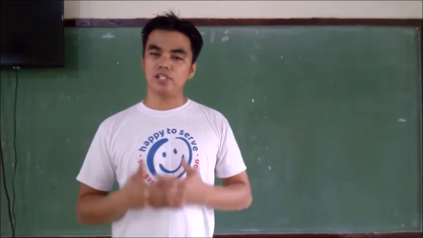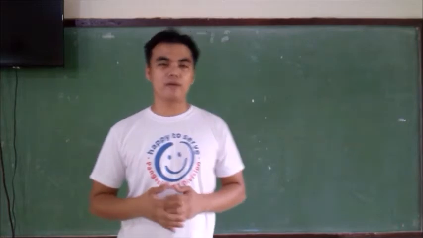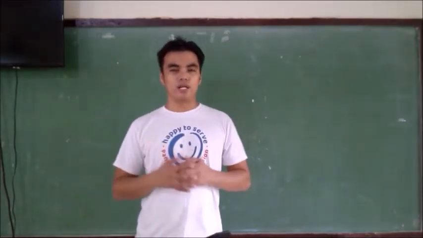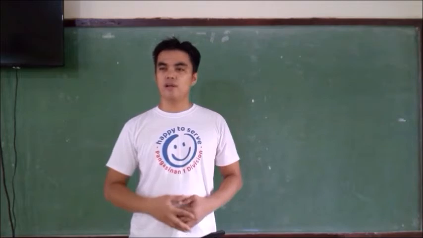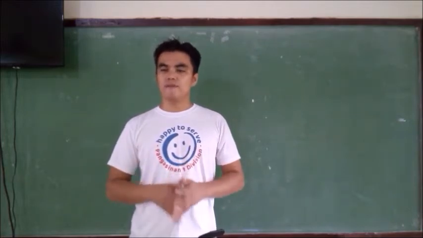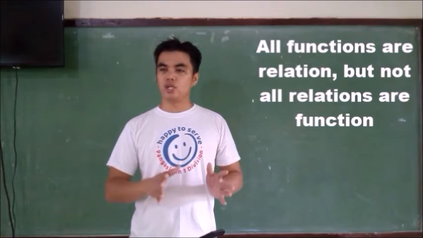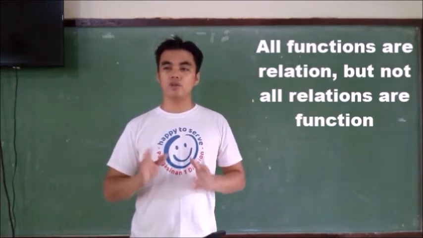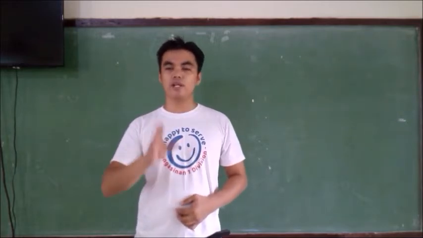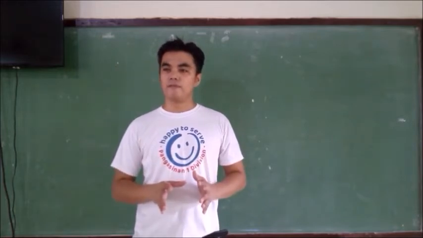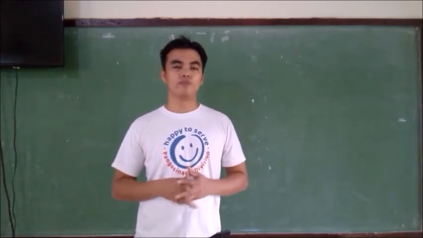So let us have an example. This is a review. Let us have an example about knowing what is the domain and what is the range of a given relation. Remember, from the given definition of relation and function, we can say that all functions are relations, but not all relations are functions. If the x value is mapped to exactly one element in our range, it is called a function. But still, a function is considered as a relation.